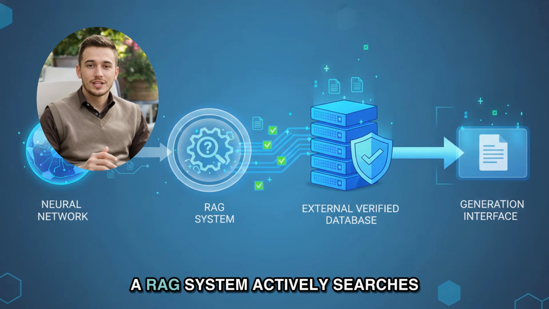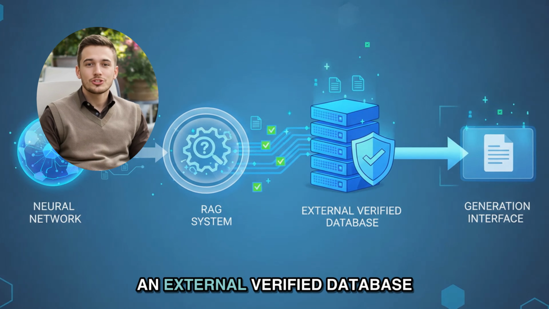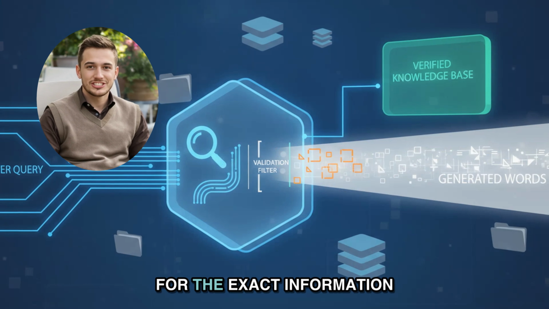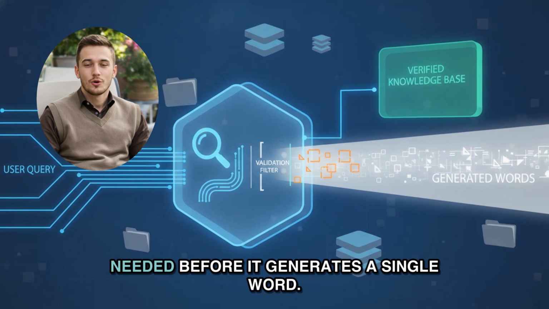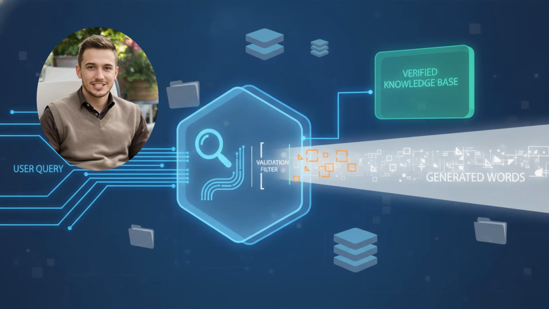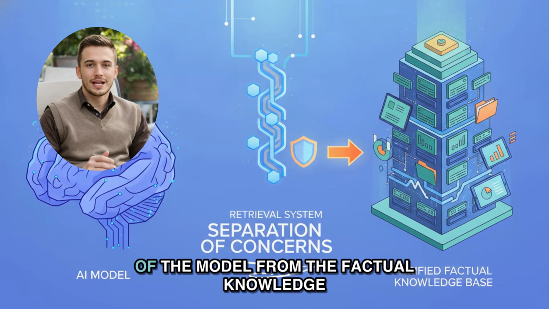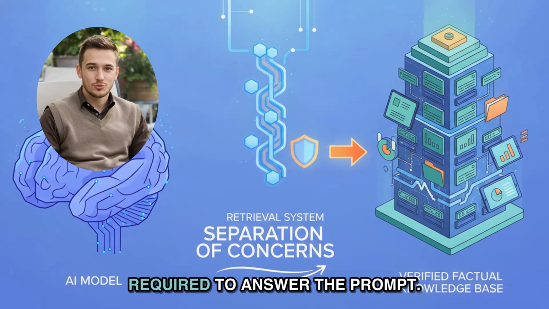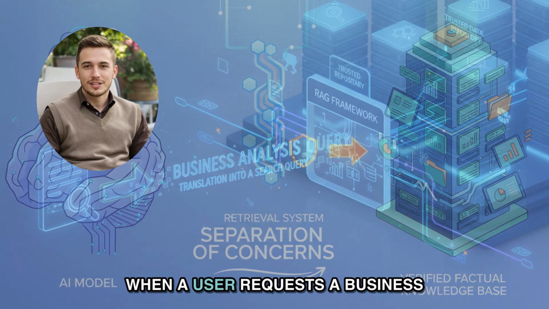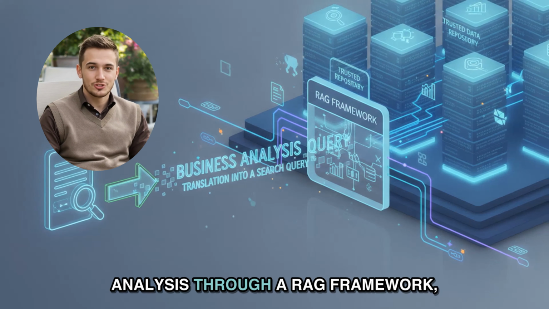Instead of relying solely on the internal knowledge baked into its neural network, a RAG system actively searches an external verified database for the exact information needed before it generates a single word. It separates the reasoning capabilities of the model from the factual knowledge required to answer the prompt.